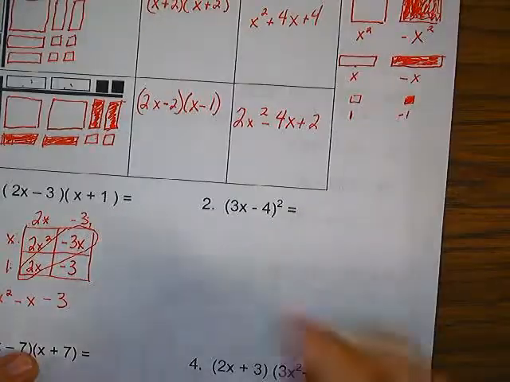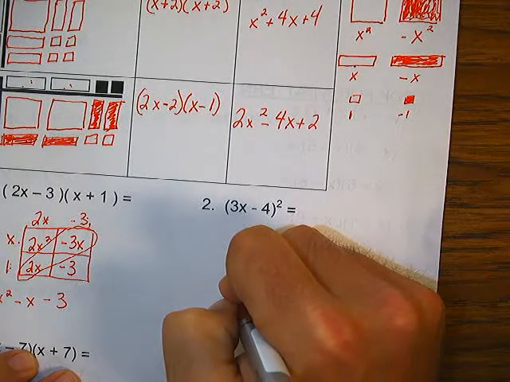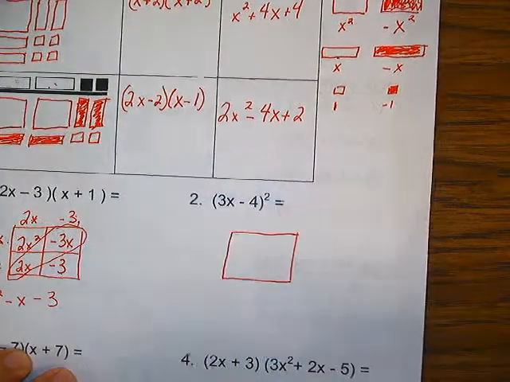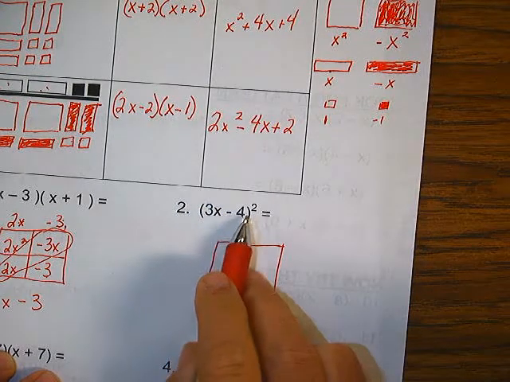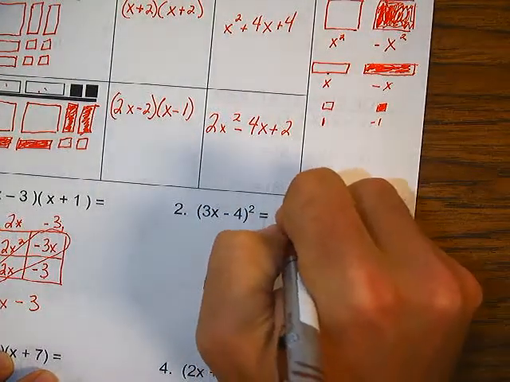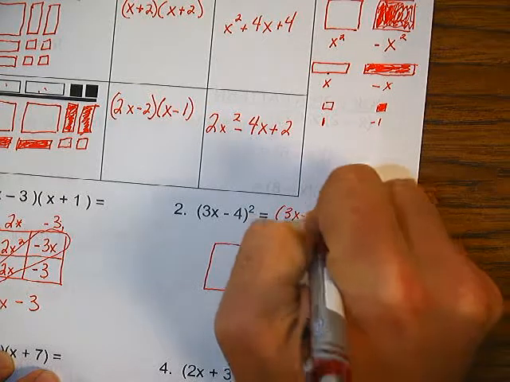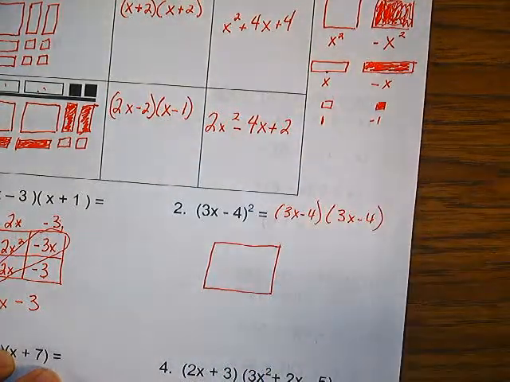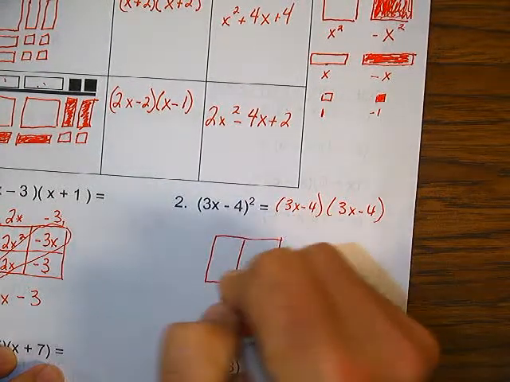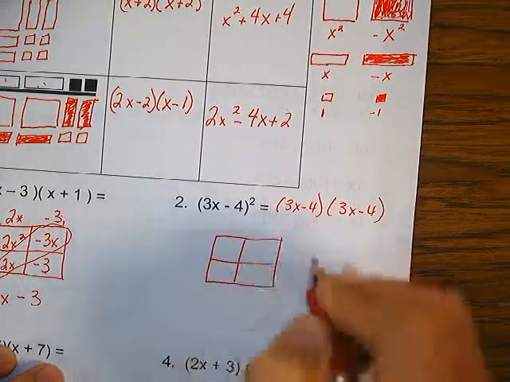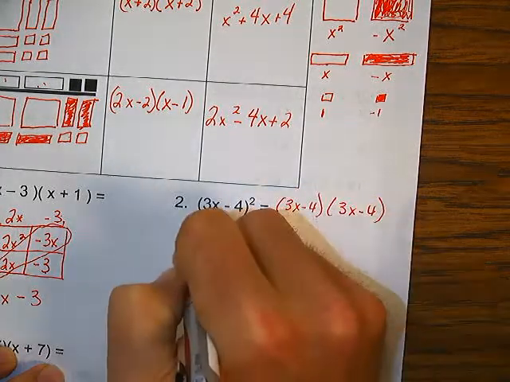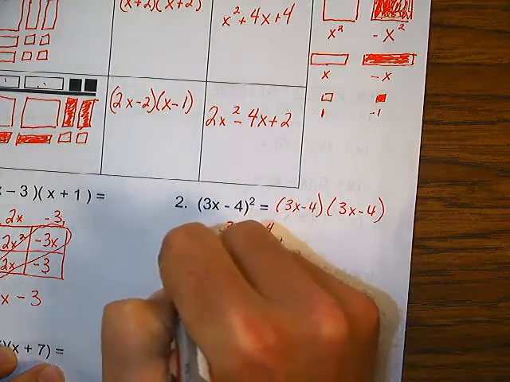Okay, number 2. Once again, draw a box. We have a binomial times a binomial. Now, 3x minus 4 squared is the same thing as 3x minus 4 times 3x minus 4. Okay, it's a 2 by 2, or a binomial times a binomial. So I'm going to have 3x minus 4 times 3x negative 4.